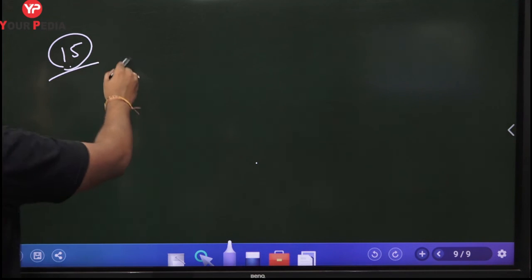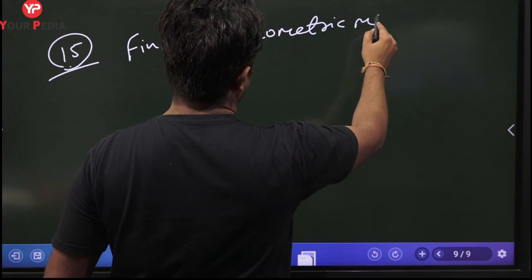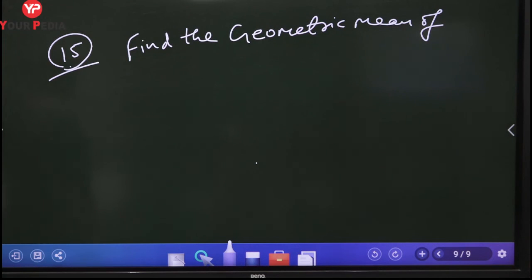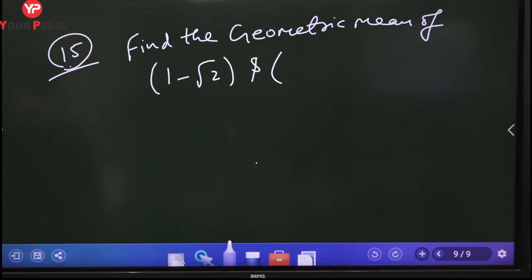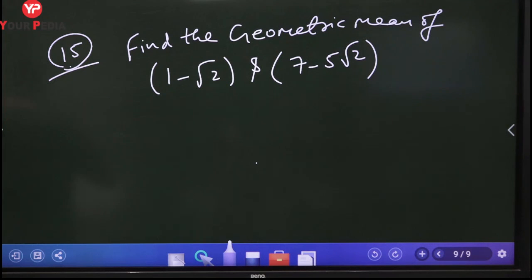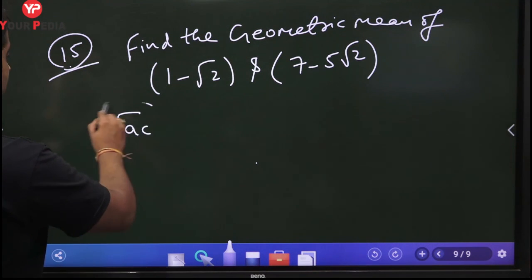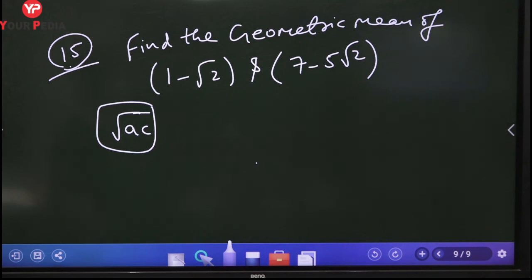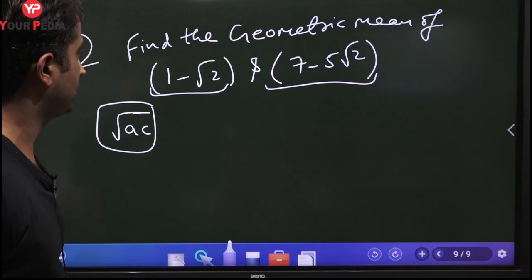Find the geometric mean of 1 minus root 2 and 7 minus 5 root 2. Find the geometric mean of these two terms. What is geometric mean? So that is under root AB. Whichever two terms are given to you, take their multiplication and square root. So that is the geometric mean. So just multiply these and take their under root. So that would be your geometric mean.